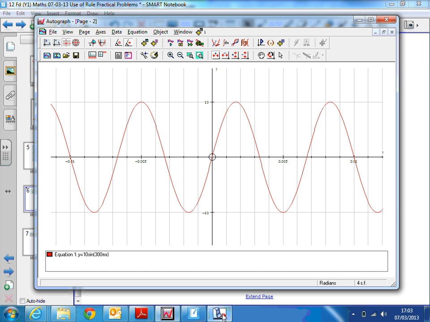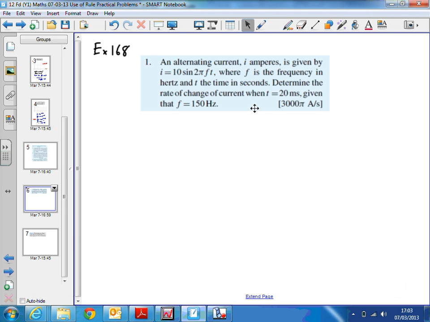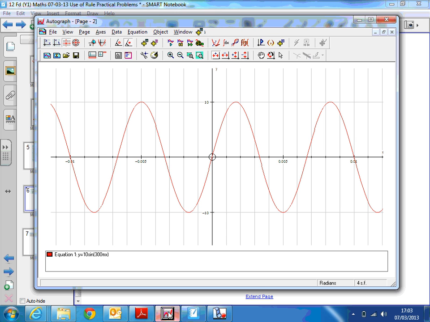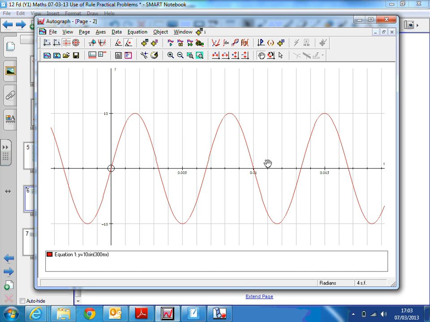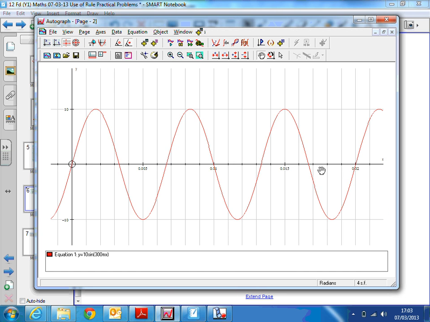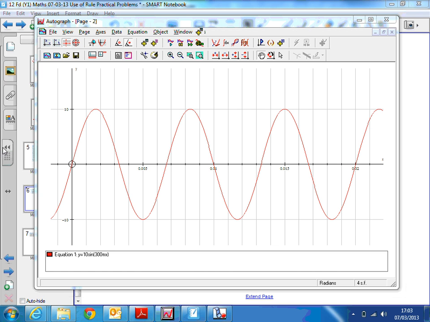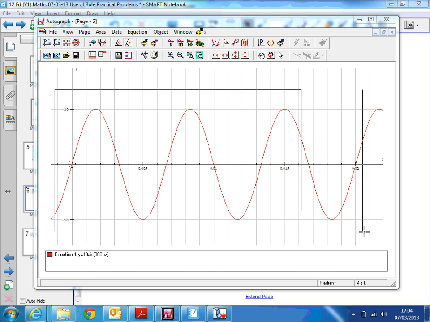In this particular question, we're asked to look at what's going on at 20 milliseconds. So that's 0.02 seconds. If I go back to Autograph, we're interested in what's going on at 0.02 seconds. There's 0.01, so if I drag this across here, I'll hopefully get to 0.02 around here somewhere, okay? So we can look at the wave. Let's put this in our notes: we can use Autograph to explore the function.